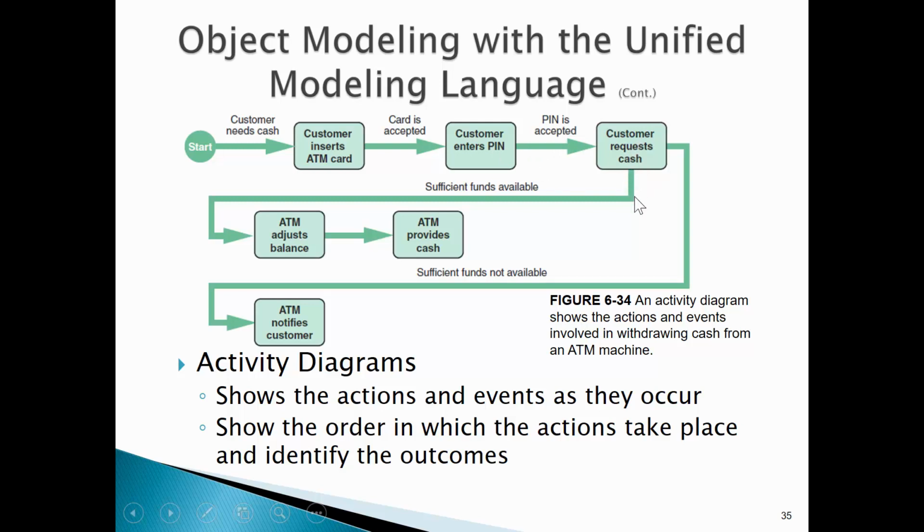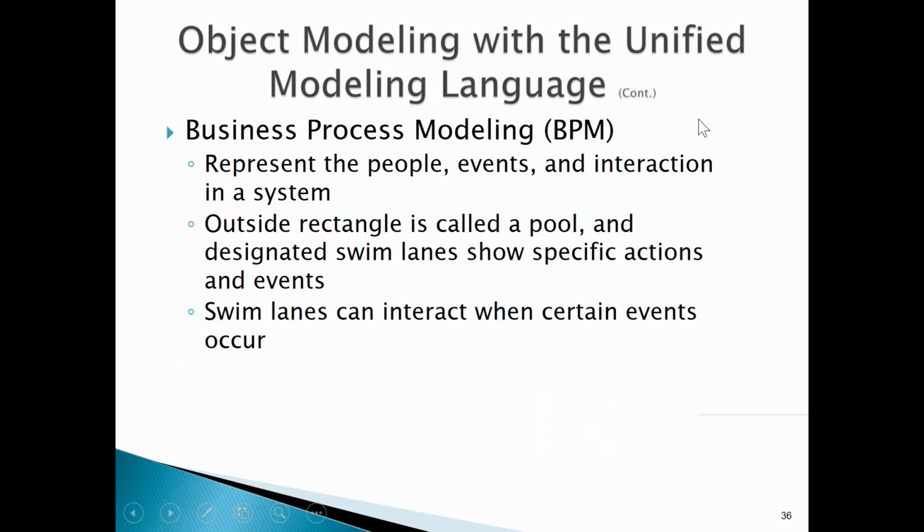So we request cash. Well, first of all, if there's sufficient funds, they do a balance transfer, and the ATM provides the cash. So the cash is debited from the person's account, and the cash is provided. If there's not sufficient cash to make that withdrawal, the ATM notifies the customer. The customer gets the opportunity to maybe reiterate back through this process.